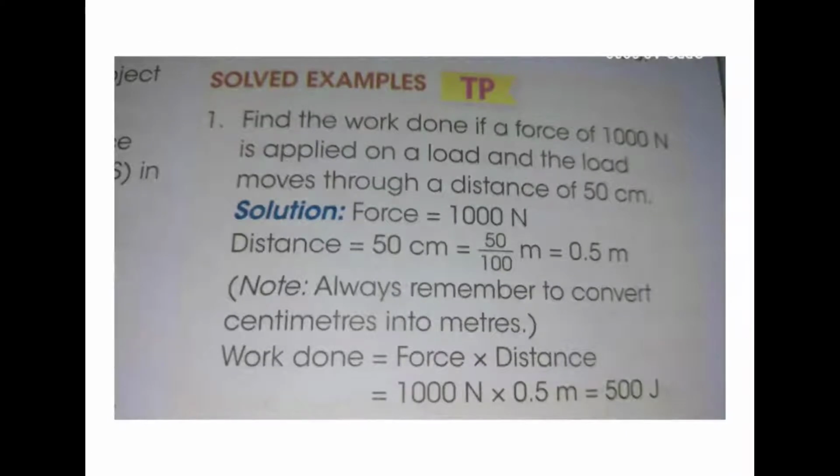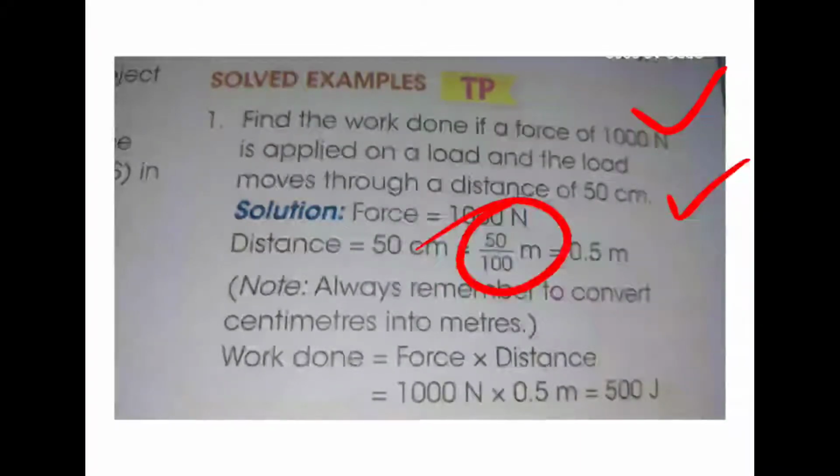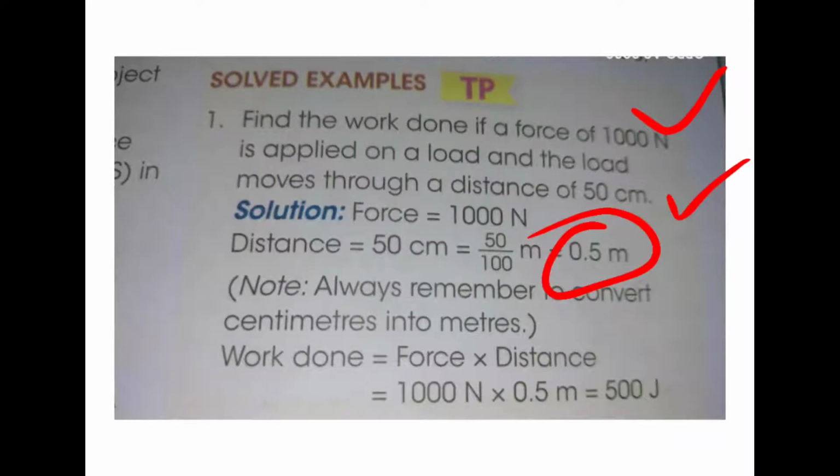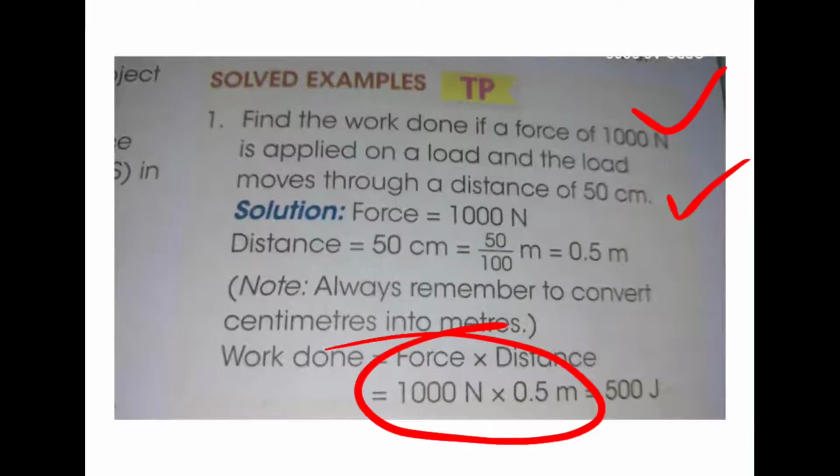See, in your book we have some example questions like find the work done if a force of 1000 Newton moves through a distance of 50 centimeter. So you see Newton is an SI unit, so we need to convert centimeter to meter. 1 centimeter equals 1 by 100 meter. So 50 centimeter can be written as 50 by 100 meter. 0 and 0 will get cancelled and we will get 0.5 meter. So once you get the distance in meter, multiply distance and force, so we'll get the answer.